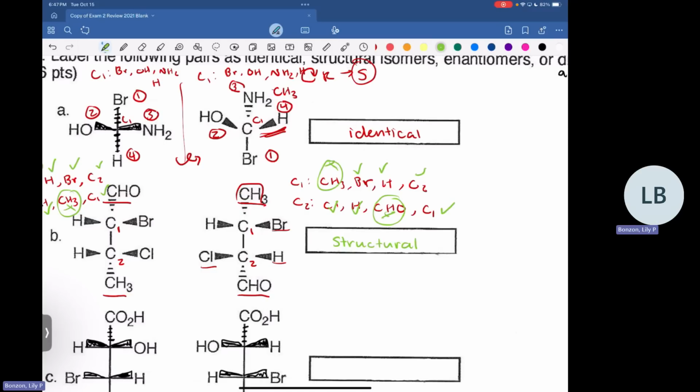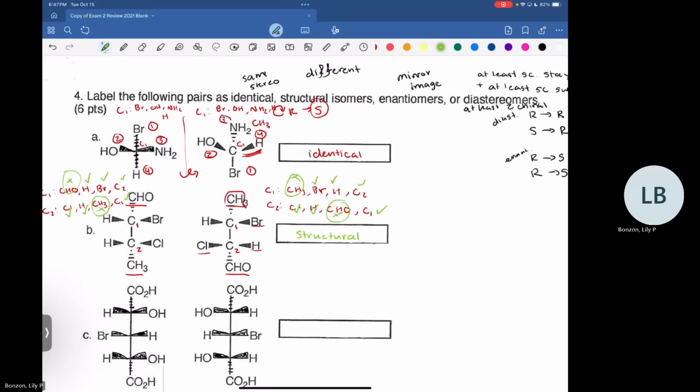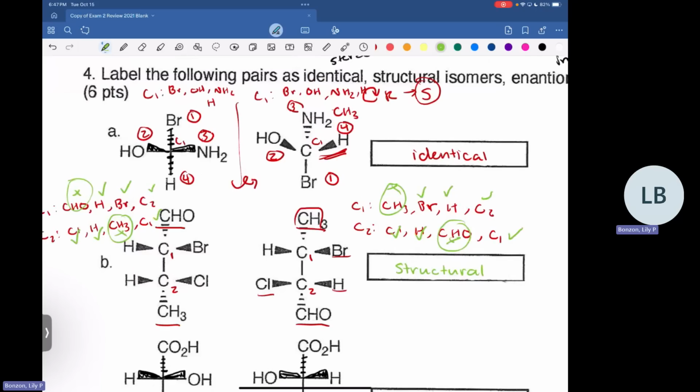Not necessarily, because it could just be a rotation thing. Yeah. So in this one, we have an actual connectivity difference. So that's going to be our answer, structural.